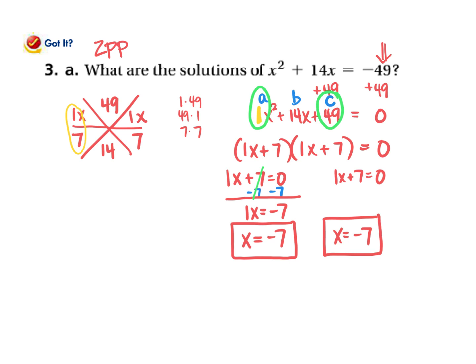This is called a double solution, where it happens twice, and you get bonus points for recognizing that negative 7 is a double solution. That would be super impressive if you would write that down, not just writing one of the negative 7s, but writing that you have both.